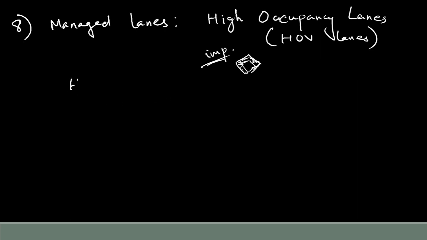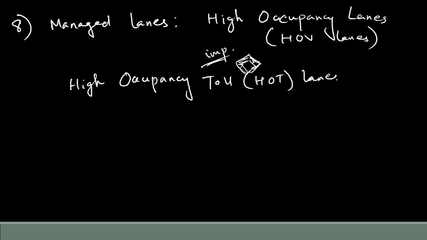And there is another managed lane, which is high occupancy toll lanes, which is called HOT lanes. So please read about this one, high occupancy toll lanes. Basically, if you pay money, you are allowed to use this lane. So it is based on whether you want to pay money or not. So just read it once. It's whatever I said. It's very simple. High occupancy toll lanes.